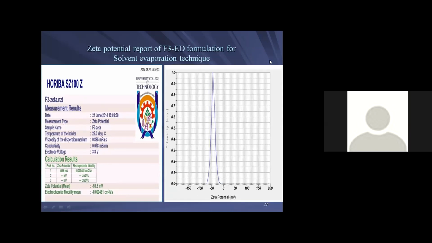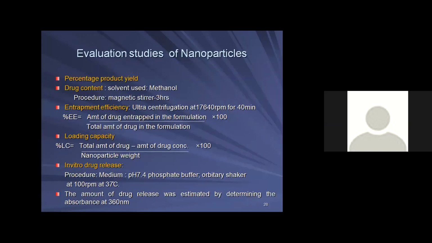This is the zeta potential report of the EC formulation. So next, the characterization of these 2 polymers is over. Now we are entering into the evaluation studies: yield, drug content, entrapment, loading capacity, and dissolution. Drug dissolution: how much amount of the drug is being released from the nano formulation, we are going to estimate.